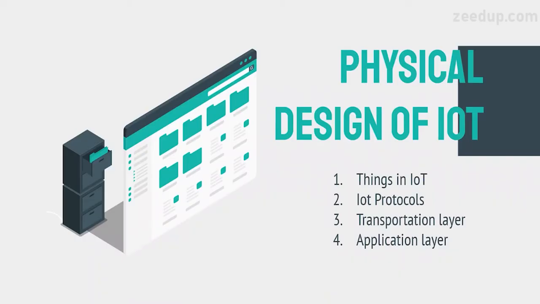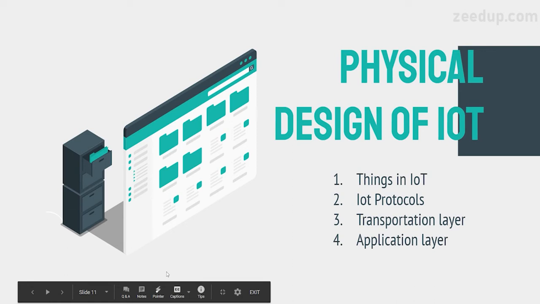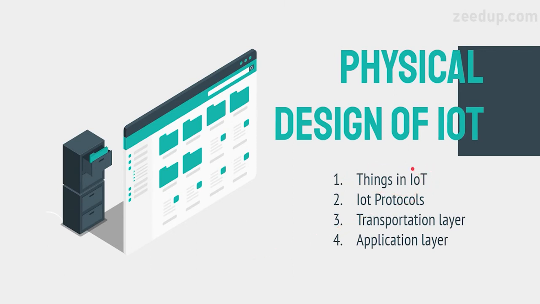So let us go to the physical design of IoT. The first one, things in IoT. The things in IoT refer to IoT devices that have unique identities and perform remote sensing, actuating and monitoring capabilities. An IoT device can exchange data with other connected devices and applications. It collects data from other devices and processes data either locally or remotely. An IoT device may consist of several interfaces for communication to other devices, both wired and wireless.